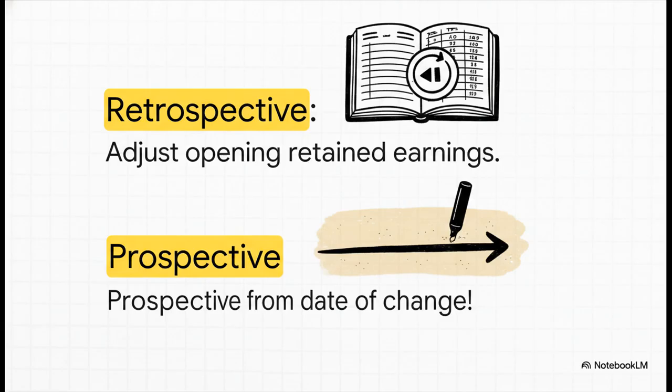Prospective application, much easier. You basically draw a line in the sand, you apply the change only from the date of change forward. No restatement required whatsoever. For example, changing a depreciation method from 10 years to 5 years is just a change in estimate. You apply it right now, prospectively, and move on.